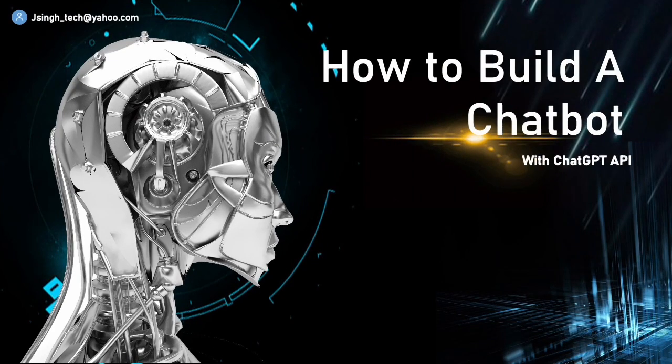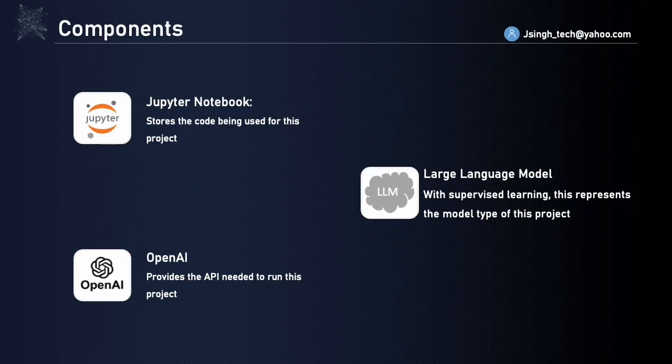In this video, I will be showing how to build a chatbot with the ChatGPT API. Now for the components, first I will be using Jupyter Notebook, which will store the Python code being used for this project. Then I will use OpenAI, which will provide the API that's needed to run this project. And then we use large language models with supervised learning. This represents the model type of this project.